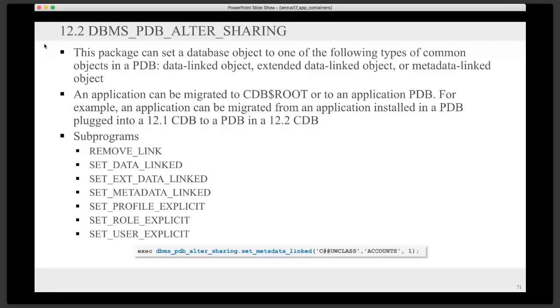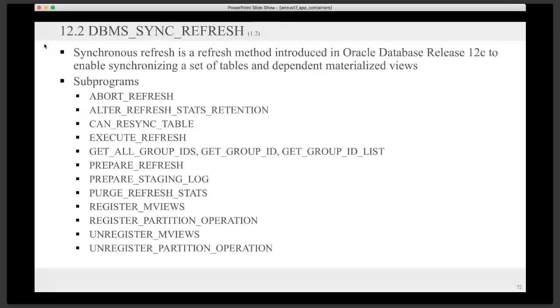There is a built-in package for synchronizing and refreshing material across pluggable databases in 12.2, and again, documented in the Oracle types and packages documentation. Just be aware it's there, and you're going to want to learn about it.